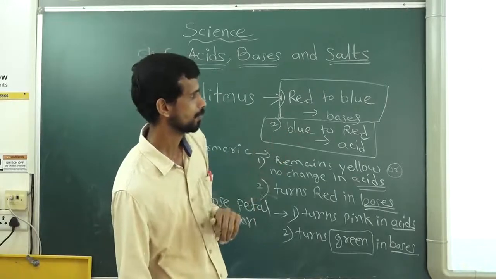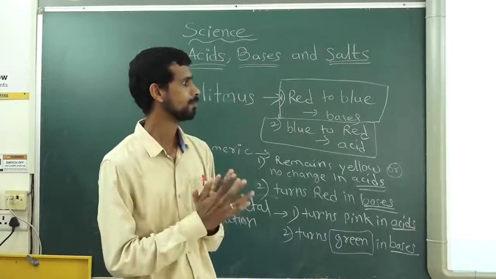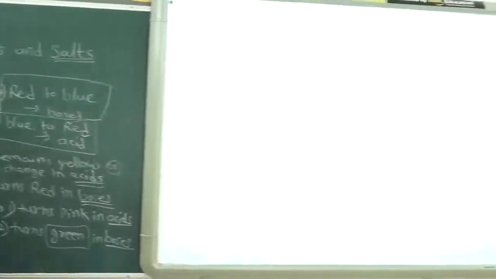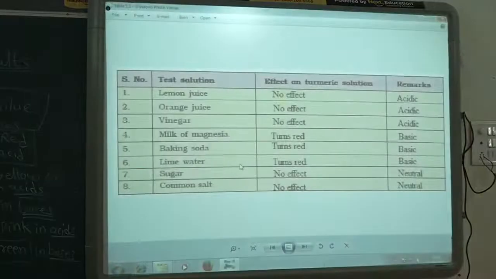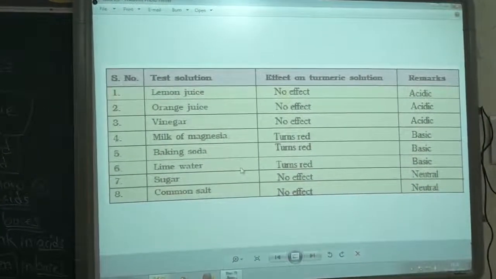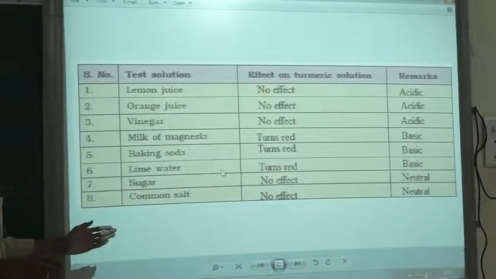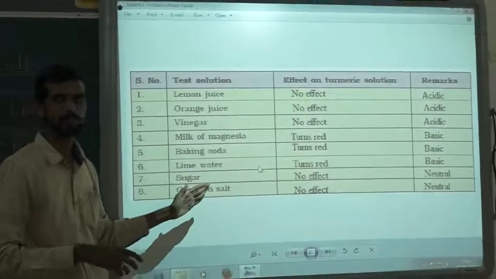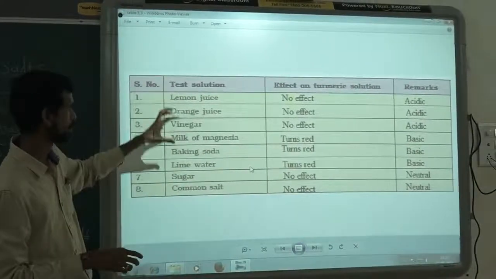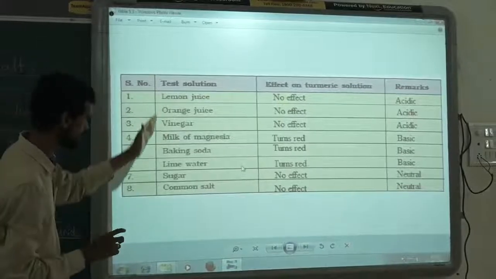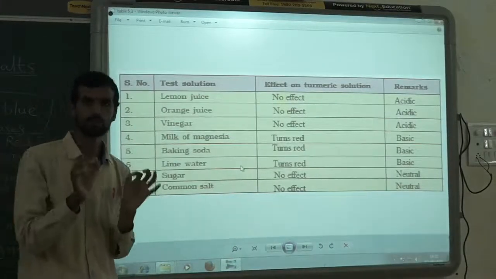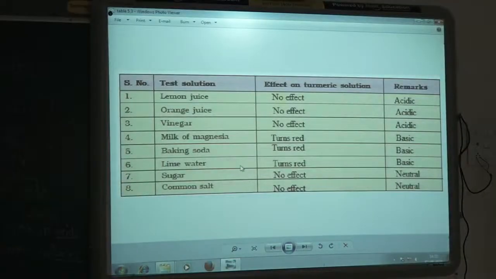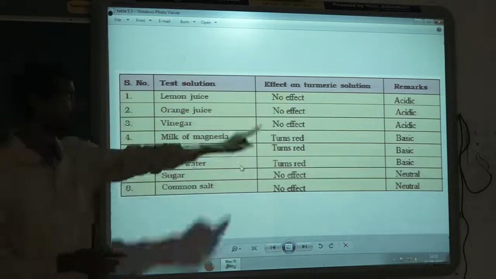So here on the screen there is table 5.3. You have to keep your textbook and all these substances. These are the test solutions. You can test with the help of turmeric. Orange juice is available. Whatever is available, you can try at home. You should try, in fact. Whatever these substance solutions are there, you can try. And which indicator will you be using? Turmeric.